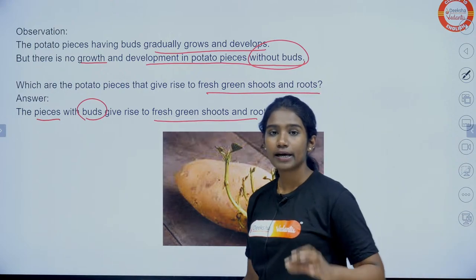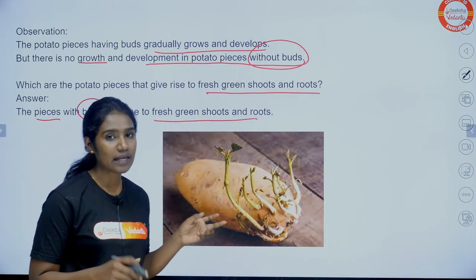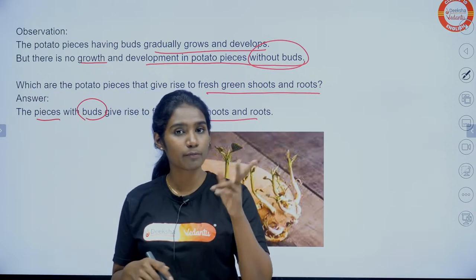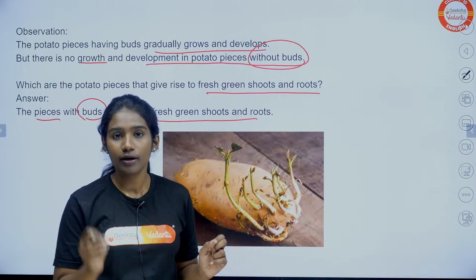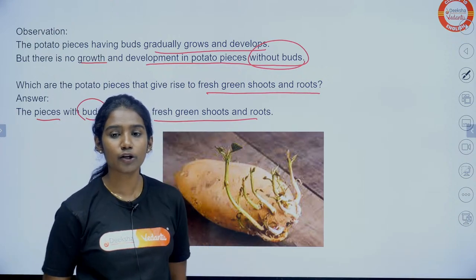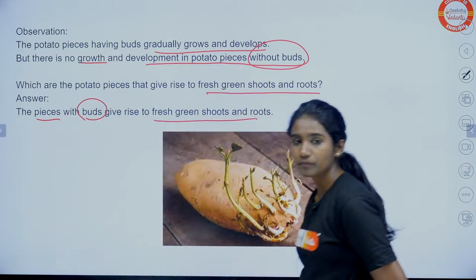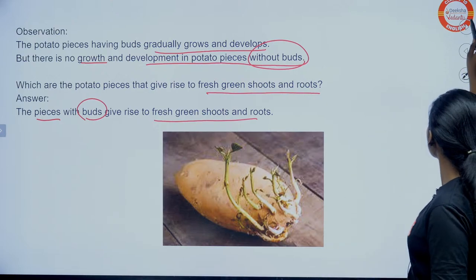An example for root is sweet potato. And an example for leaf, you would have seen in bryophyllum, in your textbook also it is there. In the bryophyllum leaf, at the notch of the leaf, there was bud formation and that bud was developing into a new plant, right. Clear with that? Shall we move on to the next activity?